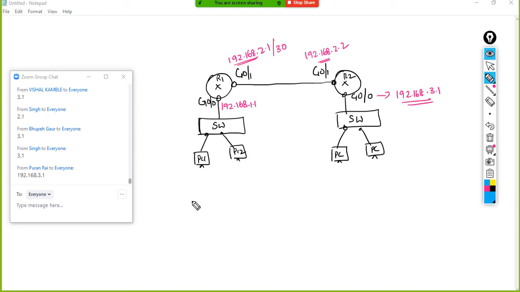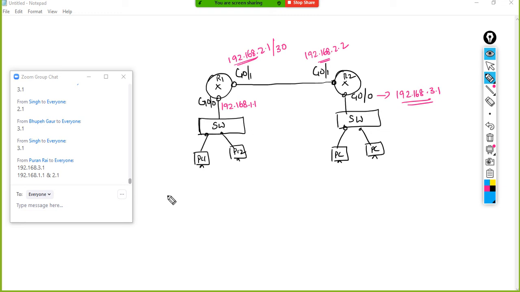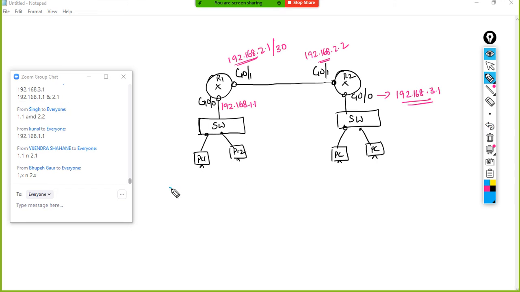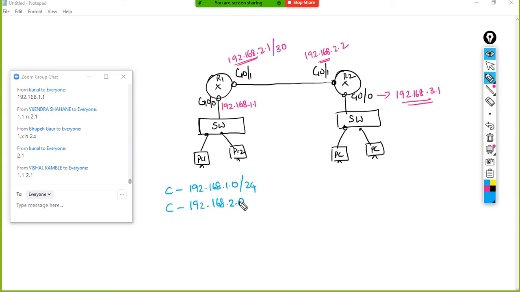Now I'll ask you the questions. As per the router 1 perspective, what are the directly connected networks? By default, what are the routes router 1 has in its routing table? Help me out, guys. The connected networks are 192.168.1.0, right? Connected networks. Then the other one, 192.168.2.0 network. Guys, everybody okay or not? Say yes or no.